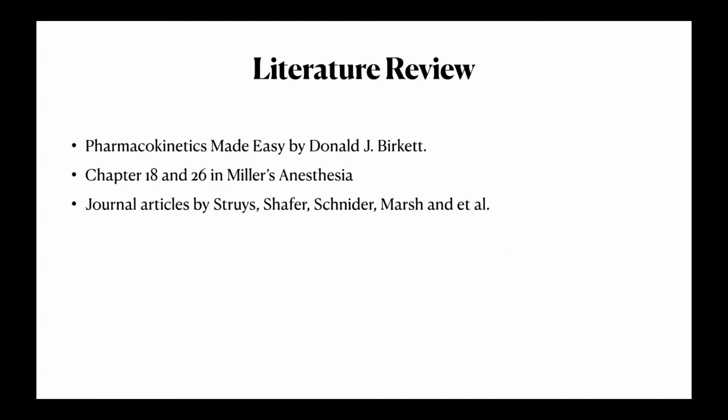The literature review that I've done, or the resources that I've used, are Pharmacokinetics Made Easy by Donald J. Burkett, chapters 18 and 26 in Miller's Anesthesia, and lots of journal articles. Too much to list on the slide, but the authors are all the core authors of pharmacokinetics. So there's Struys, Schafer, Schnider, Marsh, and a lot of others as well.